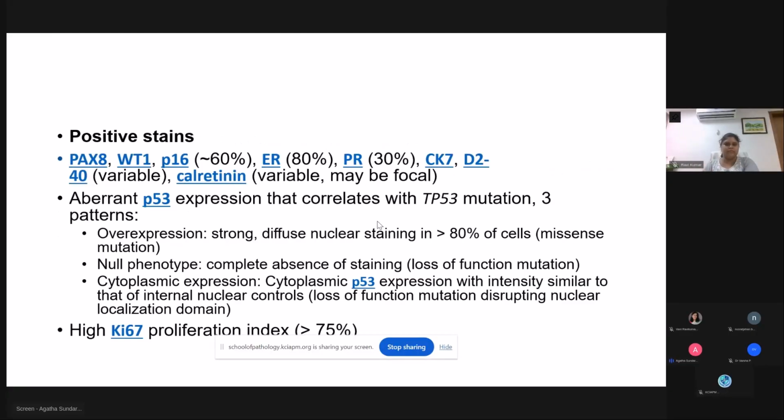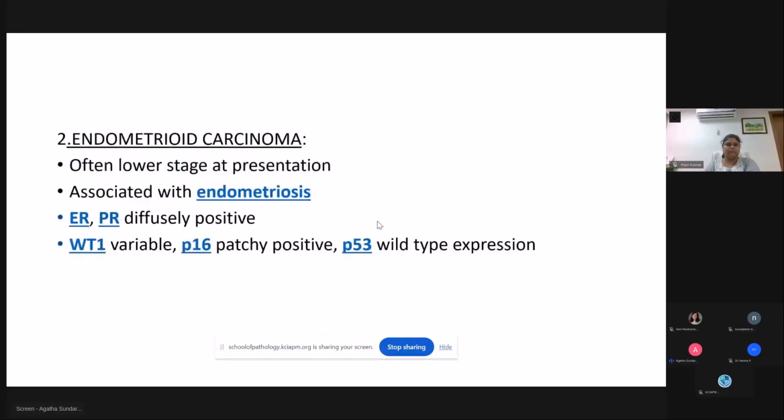The tumor will be positive for PAX8, WT1, and in high-grade serous carcinoma, P16 can be positive. It's positive for ER and focally positive for PR. There can be aberrant P53 expression, which correlates with TP53 mutation. The overexpression is shown as strong diffuse nuclear staining in more than 80% of the cells, and there's a high Ki67 proliferation index of more than 75%. My second DD was endometrioid carcinoma. It often presents at a lower stage, and there will be a background of endometriosis. ER and PR will be diffusely positive. WT1 will be variable with patchy P16, and P53 will be of wild type expression.